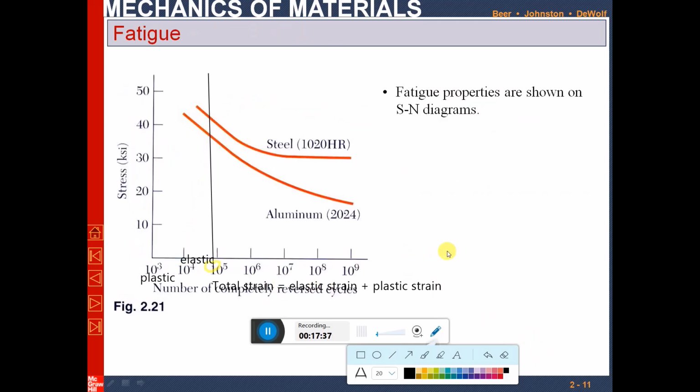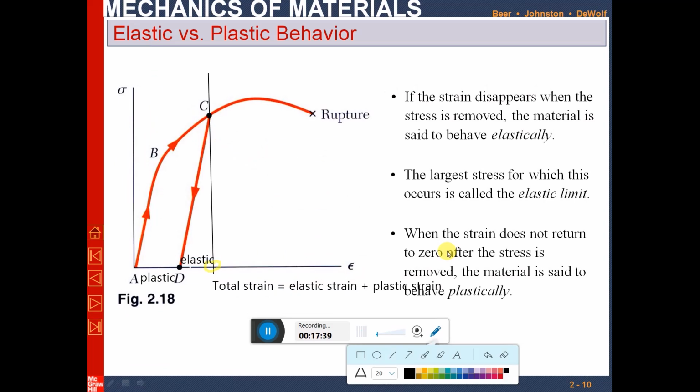What else? When the strain does not return to zero after the stress is removed, the material is said to behave plastically. And this is exactly what we have discussed here. When we remove the stress, the elastic recovery is along this curve from C to D, and the remaining strain in the material is called the plastic strain.